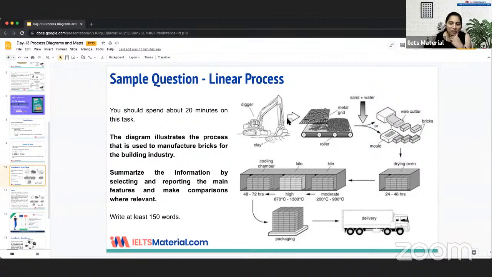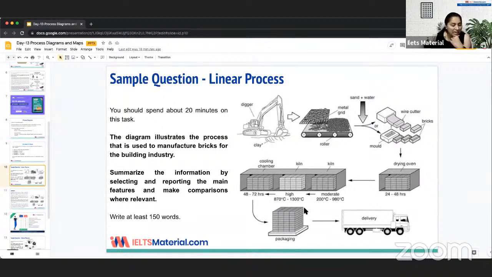But here, when you want to describe the number of stages, count the number of arrow marks that you see, the bigger arrow marks, not the smaller ones. So that is 1, 2, 3, 4, 5, and 6. So we have 6 stages. The main 6 stages: this is the first one, this is the second one, this is the third one, this is the fourth one, the fifth one, and the sixth one.